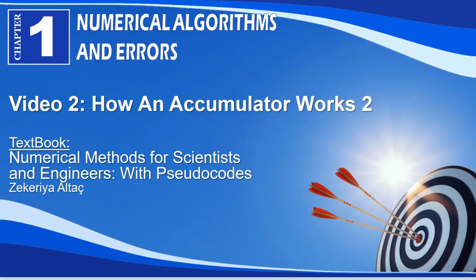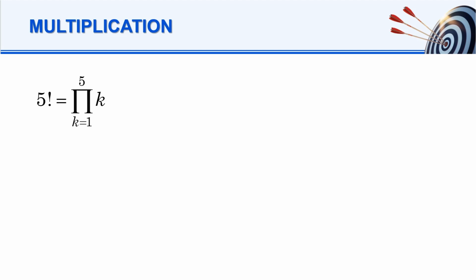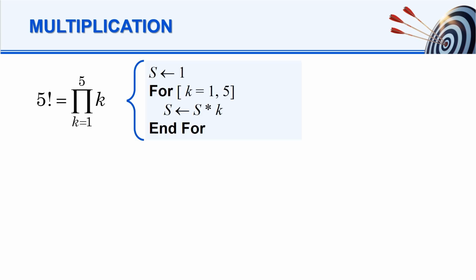In this video, we will see how a finite product of a sequence is calculated using programming languages. Consider the finite product k from 1 to 5, which corresponds to factorial 5. The pseudocode segment for this product is given as follows.